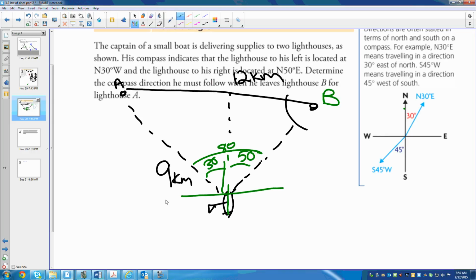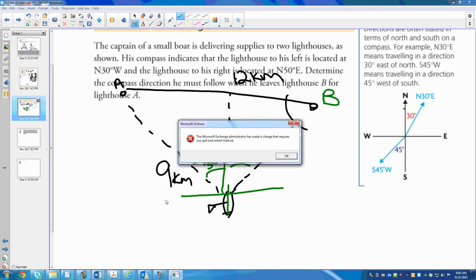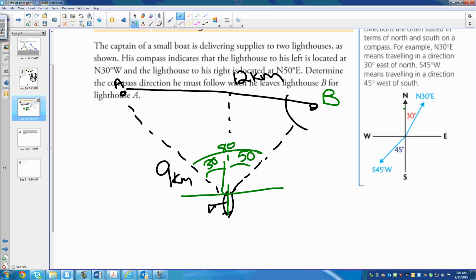I'm going to give you 2 minutes to solve for angle B by yourselves. Okay? Solve for angle B. Round to the nearest angle you can.